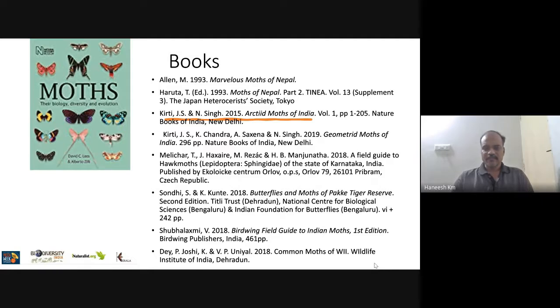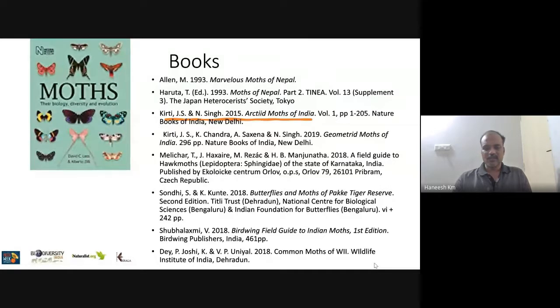Okay, and some other regional works were also there. Some of the forest departments were coming out with field guides in that area, with the help of some of the researchers working there. Okay, and one major work is the Butterflies and Moths of Pakke Tiger Reserve. Sanjay Sondhi and Krushnamegh Kunte came up with a book for that particular tiger reserve in 2018. That's a beautiful book with a lot of beautiful pictures. Okay, so it's a good reference.